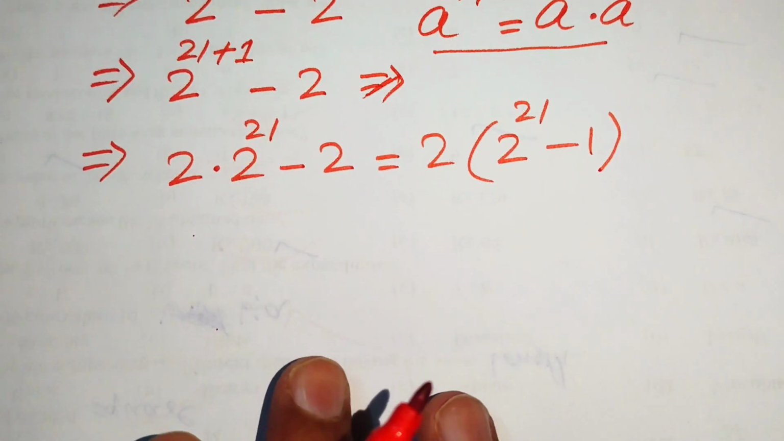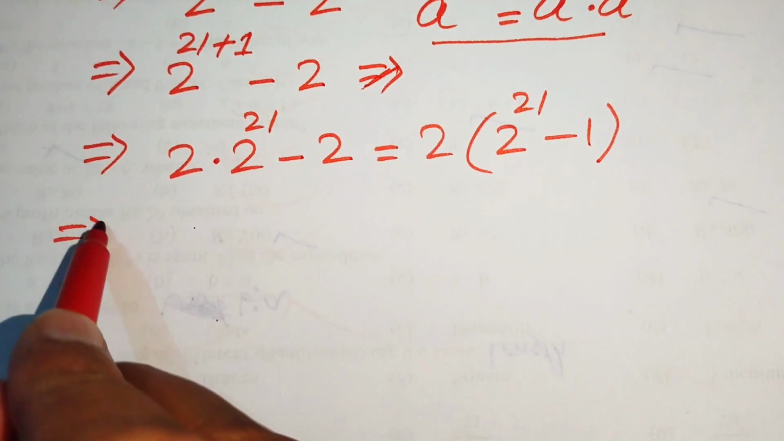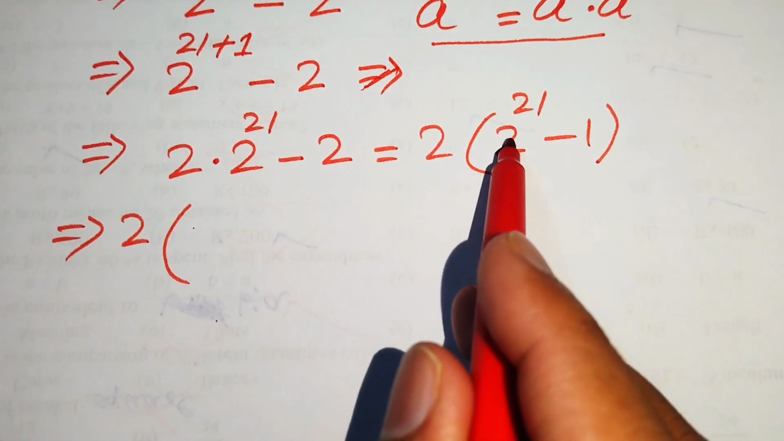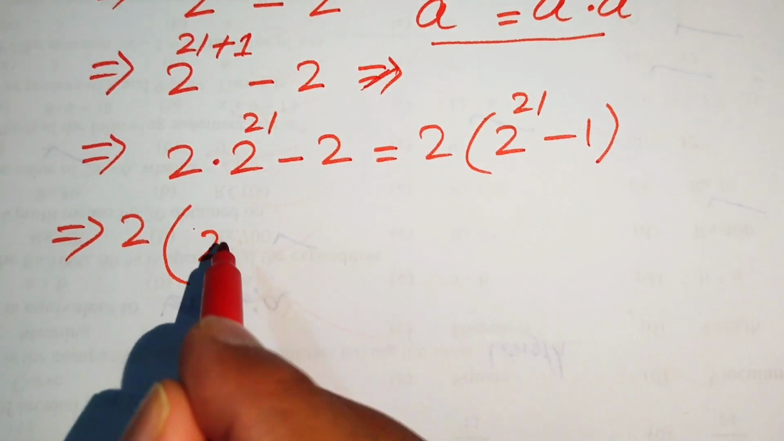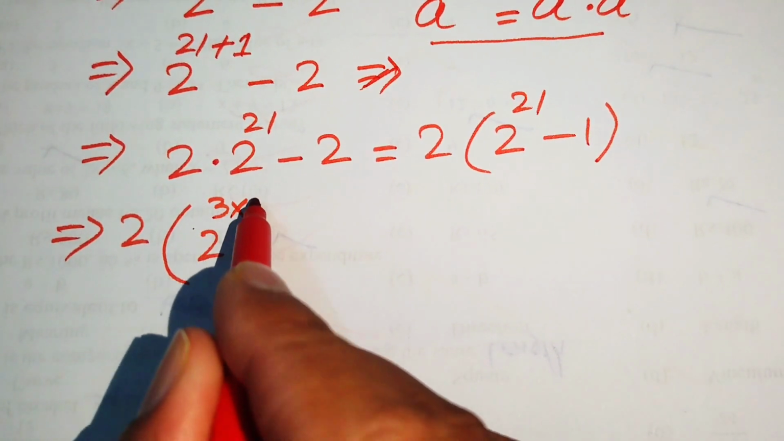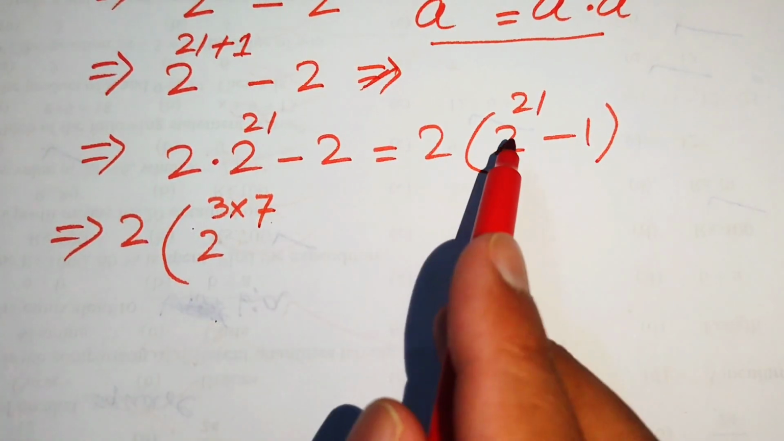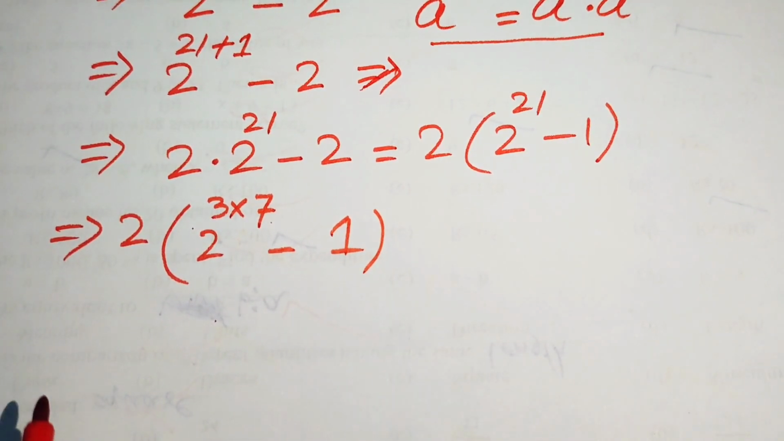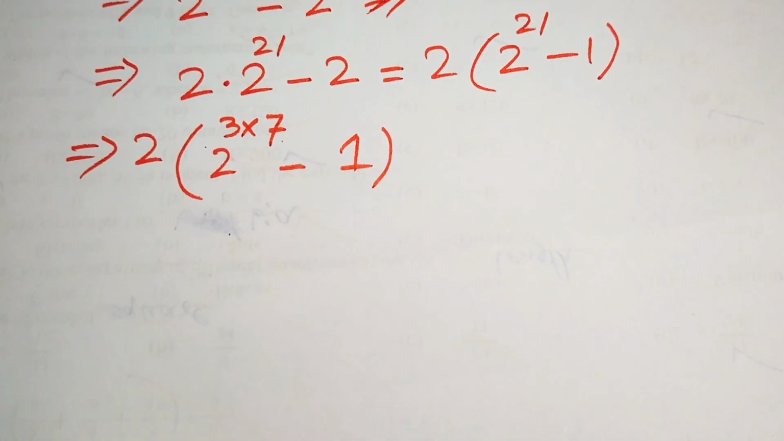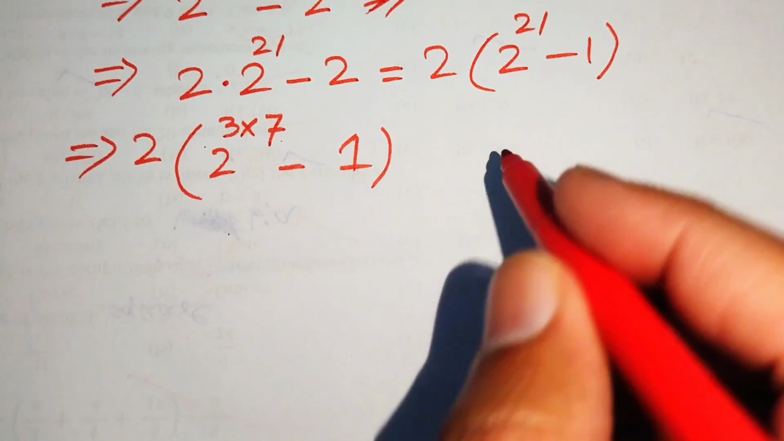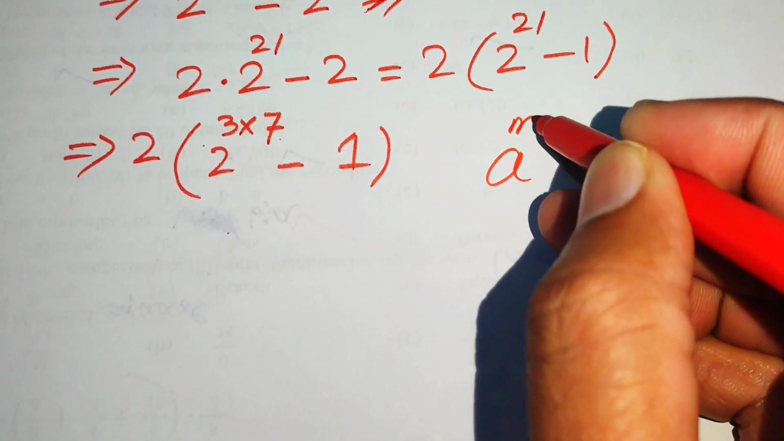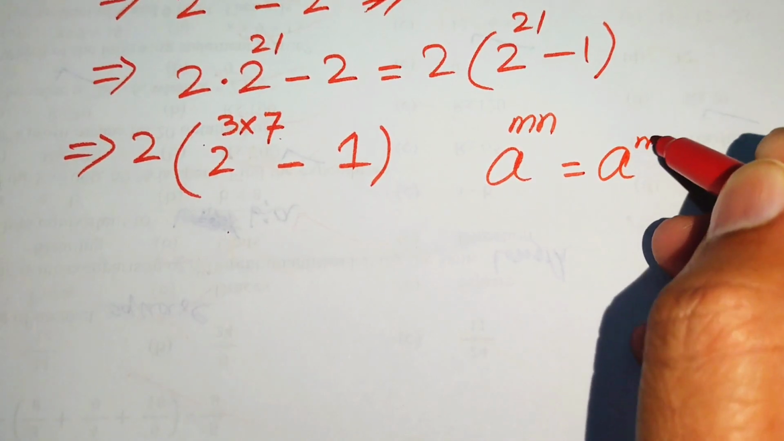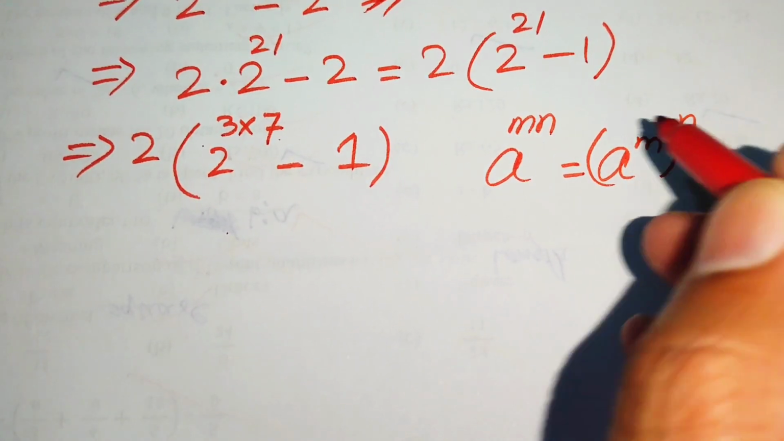Okay, so in the next step we again rewrite this expression as 2 into, here you have the exponent of this 2 as 21, and we write it as 3 times 7. We know that 3 times 7 equals 21, minus 1. Okay, so in the next step here we use another exponential law. You know that if we have a to the power of m into n, we write it as a to the power of m and its exponent is n.